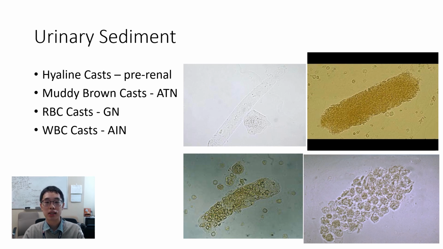An RBC cast is seen here in the lower left, and the white blood cell cast is seen here on the lower right. On the upper right, we see a muddy brown cast, which is the necrotic fragments of renal tubular epithelial cells that have died in the setting of acute tubular necrosis, or ATN. While you won't see these features all the time, the presence of these casts can help us narrow down our differential diagnosis and determine what pattern of injury a patient has and can lead us down our next diagnostic step.